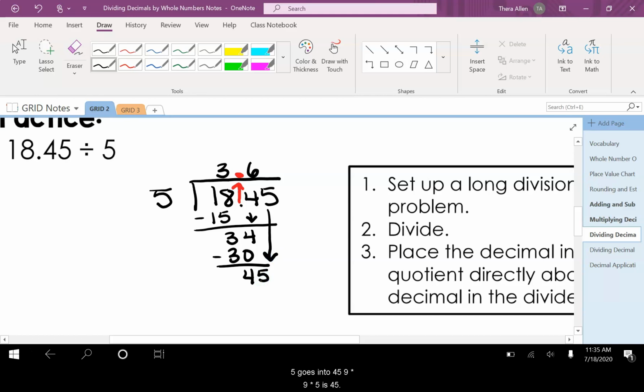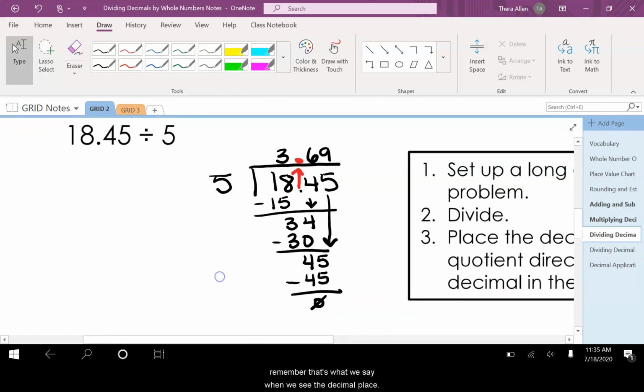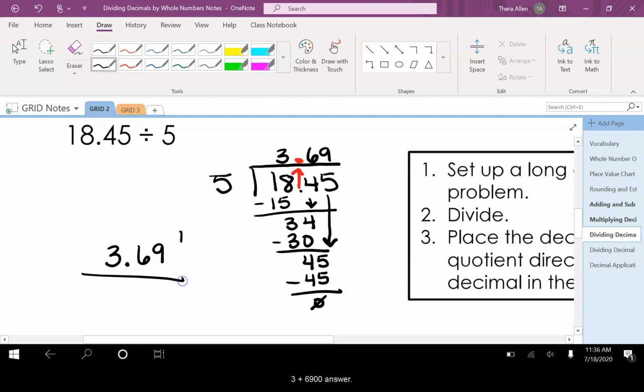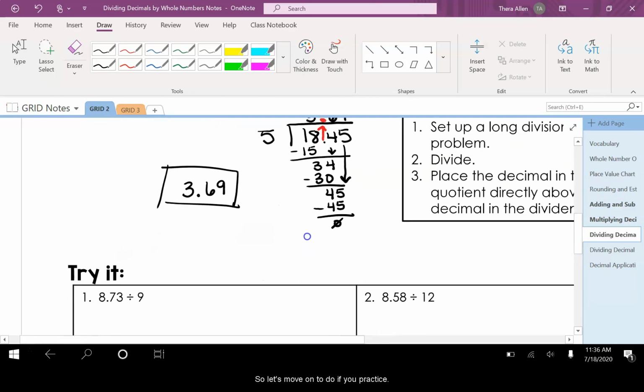5 goes into 45 9 times. 9 times 5 is 45. We subtract, and we get 0. So our answer is 3 and, because remember that's what we say when we see the decimal place, 3 and 69 hundredths. There's our answer. So let's move on to do a few practice.